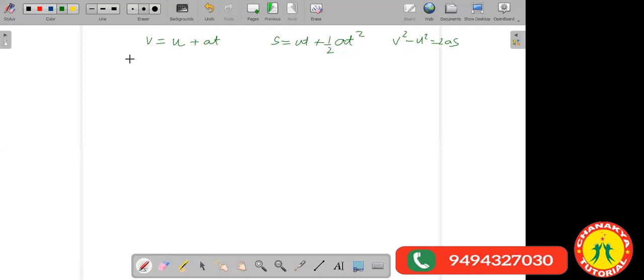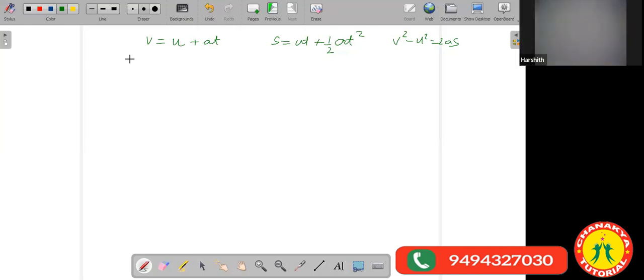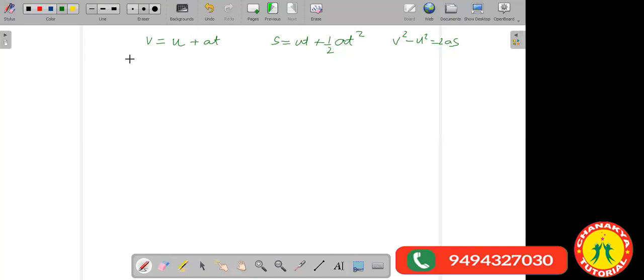Okay. So has everyone made a note of all these 3 equations of motion? Yes. Pranav, Yukta, can you turn on your camera? Everyone, please turn on your camera.